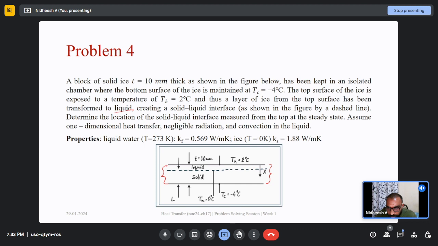So initially this was completely ice, and the bottom surface was maintained at a temperature of minus 4 degrees Celsius, and the top surface is maintained at a temperature of 2 degrees Celsius. Since the top surface is at a higher temperature than 0 degrees Celsius, the top surface of the ice is melting, and this much portion has been changed from solid phase to liquid phase, and this dashed line shows the solid liquid interface.